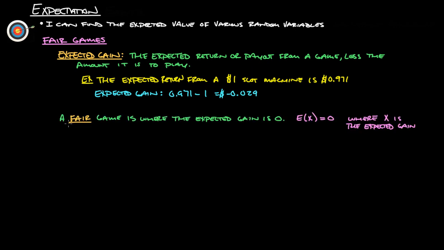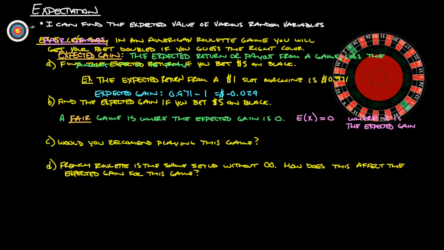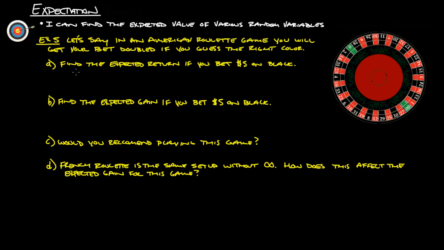Now, a fair game is where the expected gain is 0. E of x equals 0, where x is the expected gain. That should hopefully make some sense here. Let's take a look at our last example.